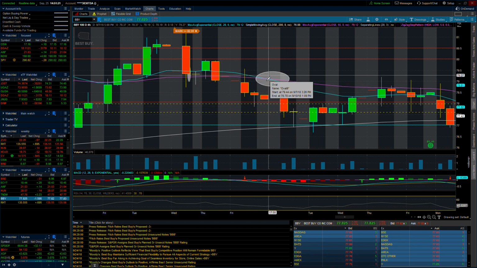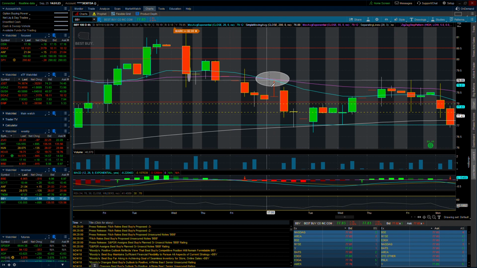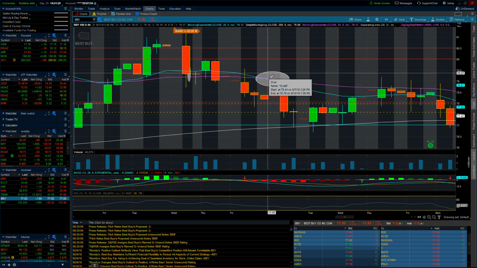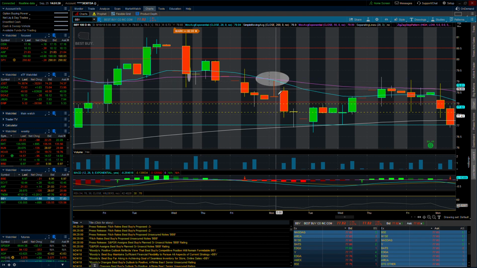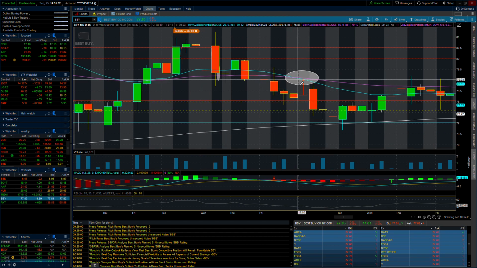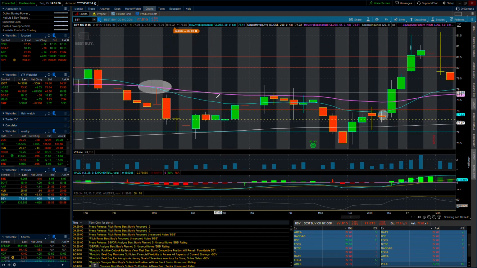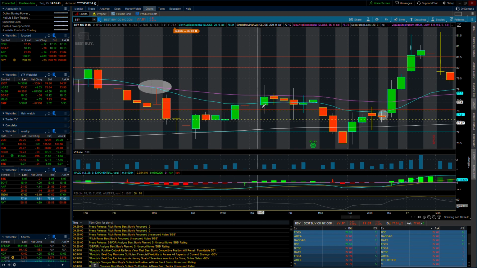As soon as the EMAs crossed right here, the stock started trading below the EMAs, and that's where some people would get out as soon as it starts to cross back below. As you can see, it was not having a fun party down there below the EMA lines.